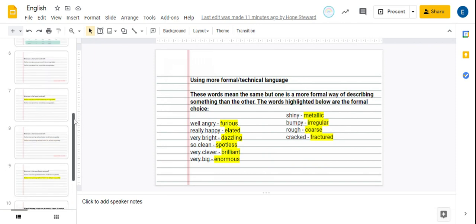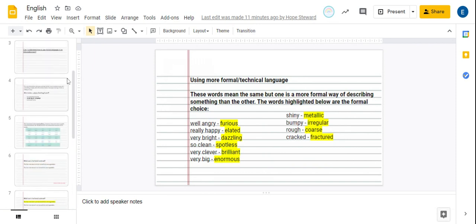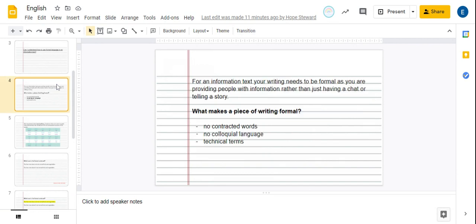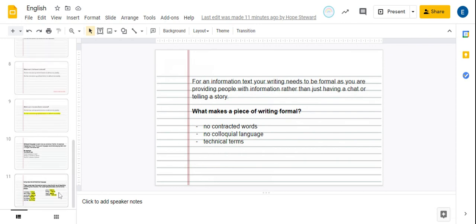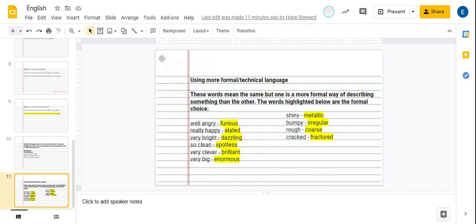So just a reminder, how we're going to make our writing more formal for our information text today is we're not going to use contracted words, we're not going to use any colloquial language, and we are going to use technical terms such as the examples in this slide that I've just gone through.